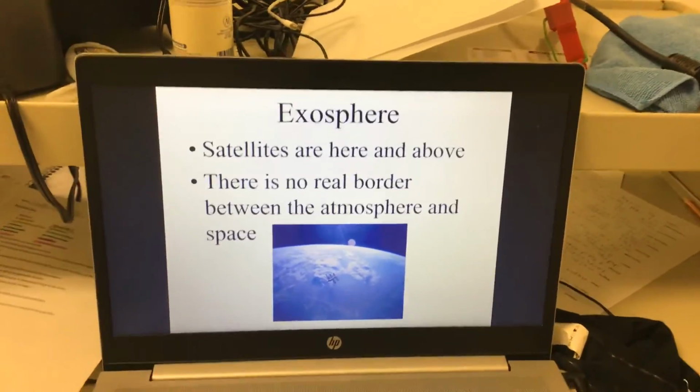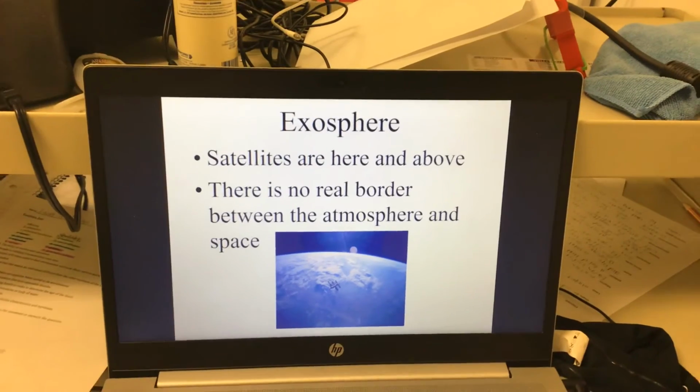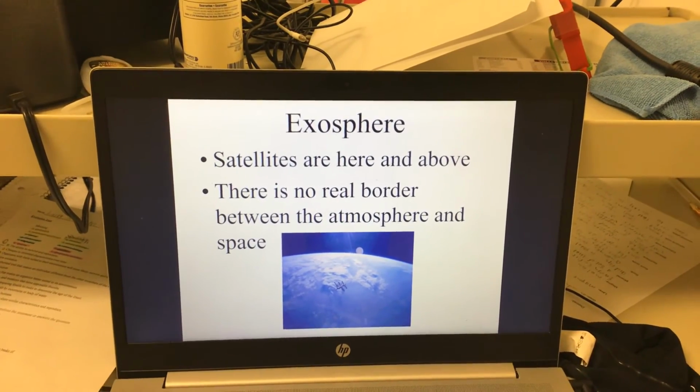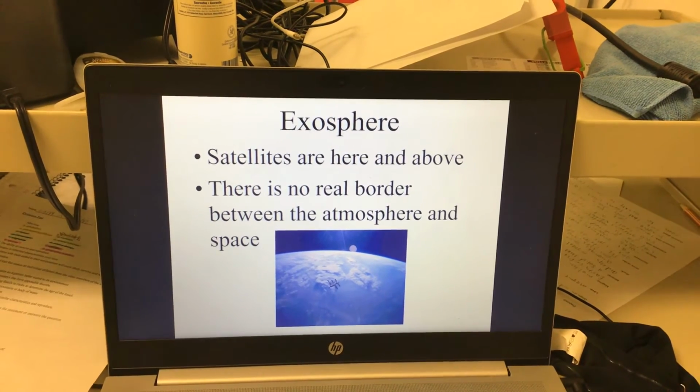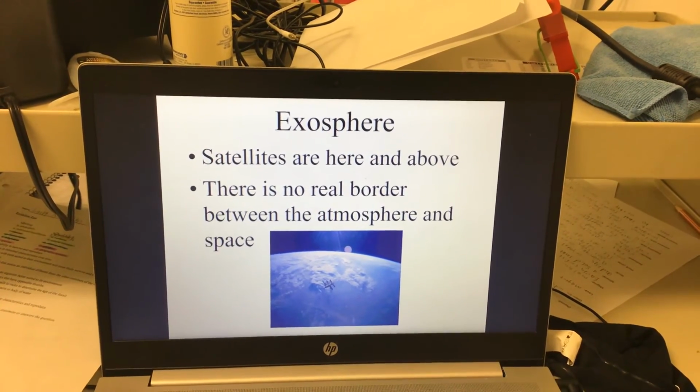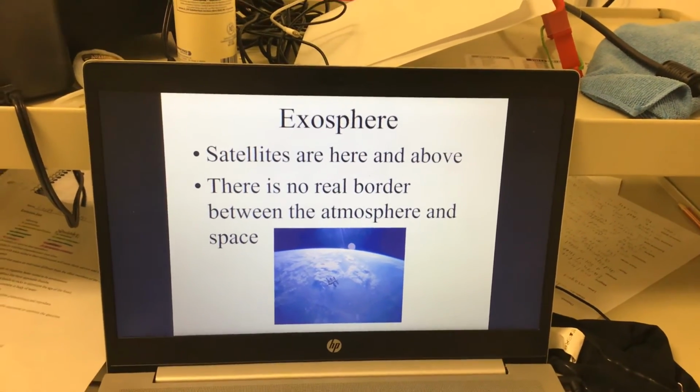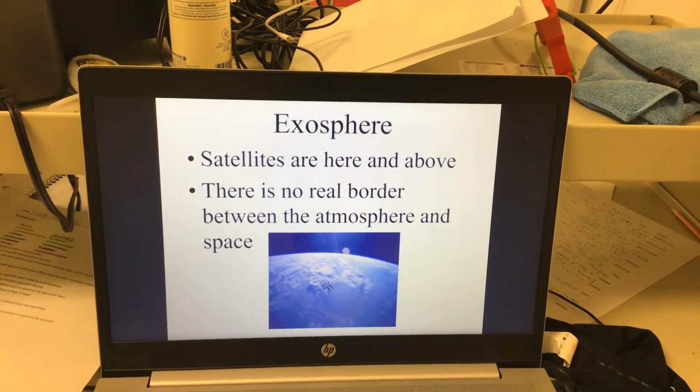The reason a lot of things on your phone work is because of satellites, GPS, a lot of internet-related things. You guys could go look at a picture of your house right now, okay, because of satellites going around the Earth in the exosphere.